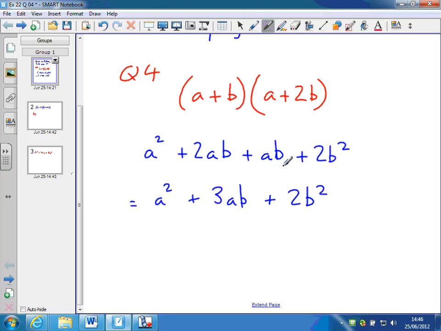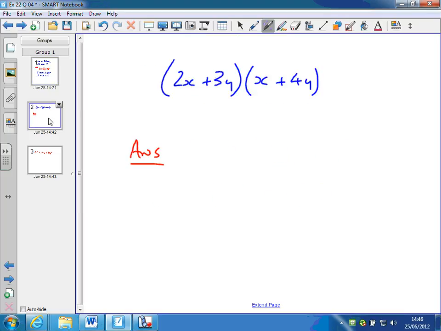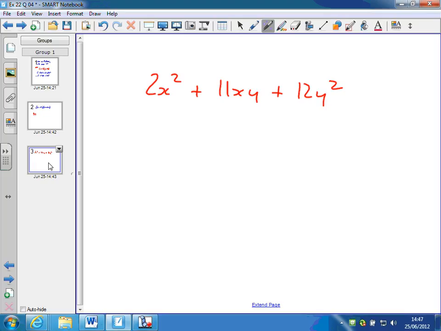Okay, now have a go at this question here. Multiply 2x plus 3y by x plus 4y. Multiply every term in the first bracket by every term in the second bracket. Pause this video and then have a look at the answer which follows. Okay, you should get 2x squared plus 11xy plus 12y squared.